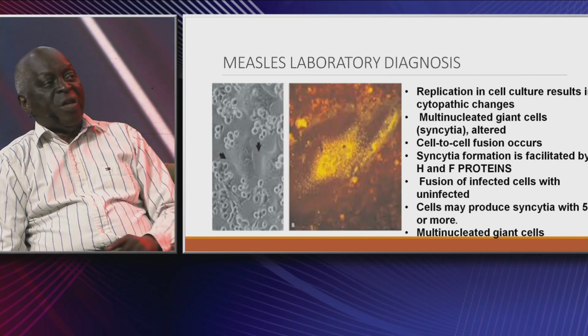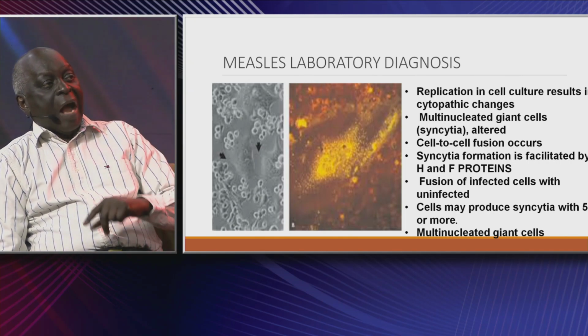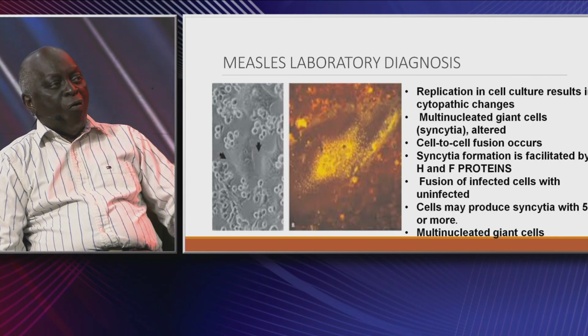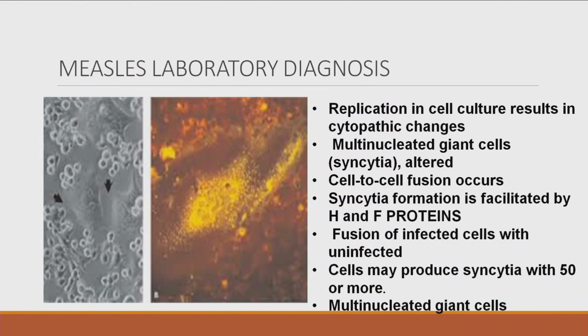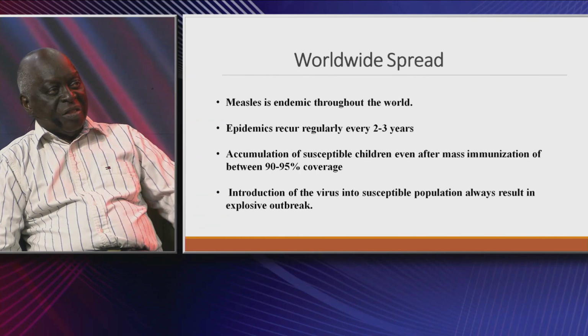This is the picture we are seeing here, both on the left, the stained and the unstained. You see the arrow is pointing to the syncytia, fusion of both infected and non-infected cells, giving rise to multinucleated giant cells. It's more pronounced in the picture that is stained. You can see all the cells coming together.